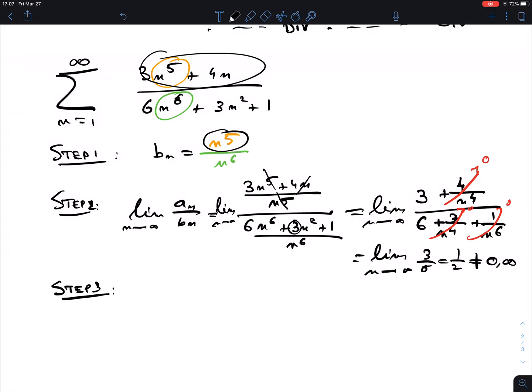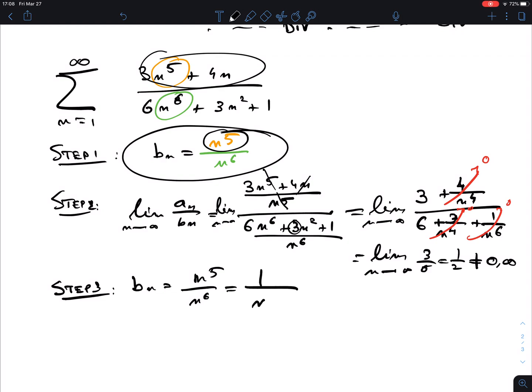What does step 3 say? Inspect now what is Bn. Bn is, well, I'll write it, n to the fifth over n to the sixth. It's, again, a p series here. I'll do examples where you actually get the geometric series. And this time the power is 1, right? Remember, you bring this exponent down, so that it means subtracting exponents, 6 minus 5.